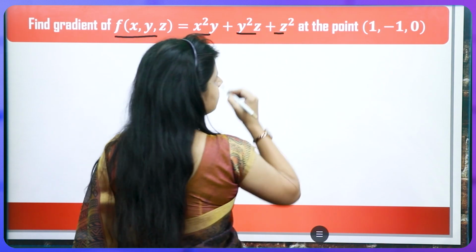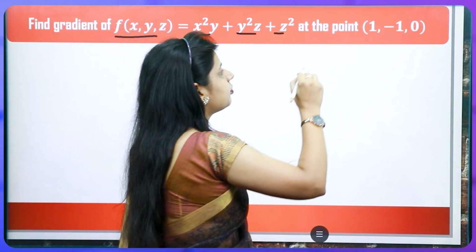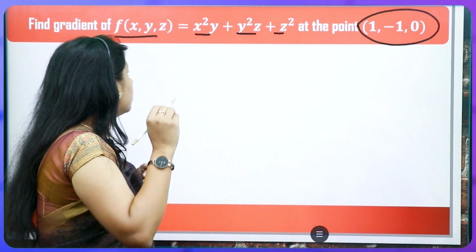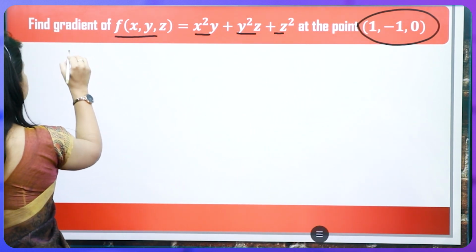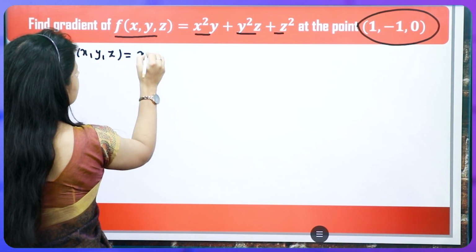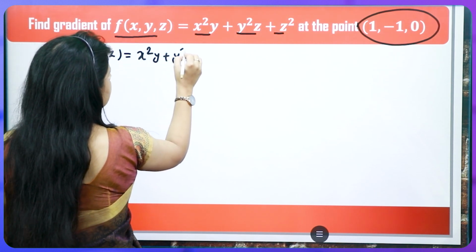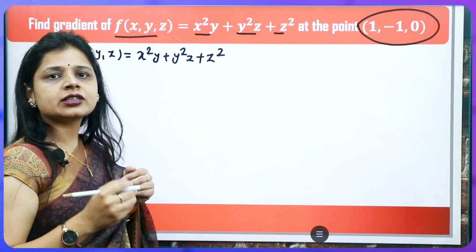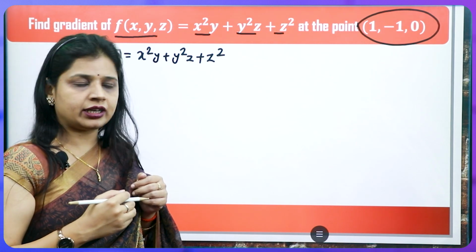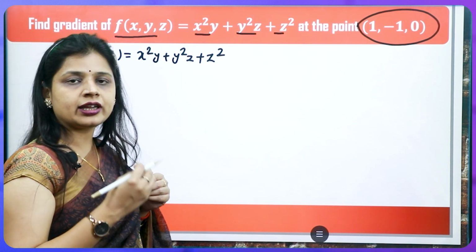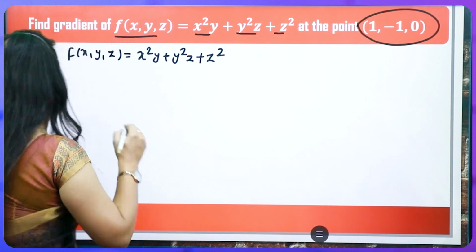In the next example, we will find the gradient of this function x square y plus y square z plus z square at the given point 1, minus 1, 0. So, our function f is x square y plus y square z plus z square. First, we will find all partial derivatives, that is del f by del x, del f by del y and del f by del z.